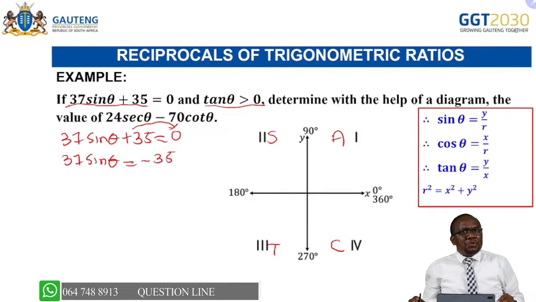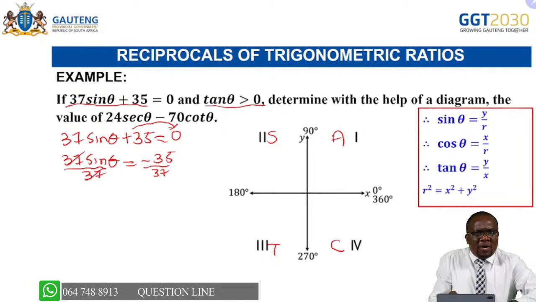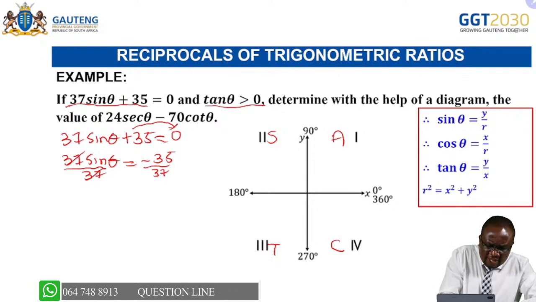And then we want to remain with sine theta only on the left-hand side. So we divide by 37 on both sides. 37 divided by 37 is 1. Do you see that? And then sine theta is equal to negative 35 over 37. This is negative.